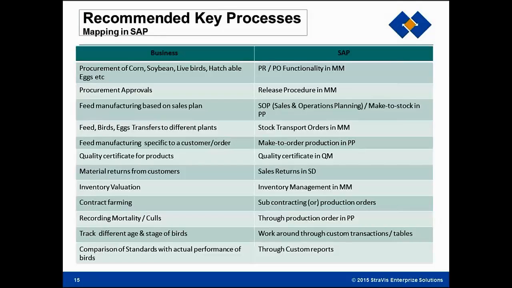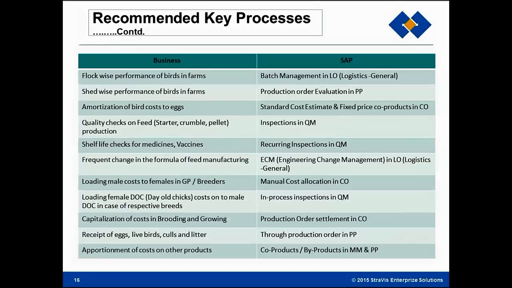So some amount of customization is required here. And comparison of standards with the actual performance of birds also needs some kind of customization. We can maintain a custom table wherein we will give the standard industry benchmarks, and actuals can be captured from the transactions and it can be compared. Flock-wise performance of birds in farms can be done using batch management in logistics. Shed-wise performance of birds in farms can be done using production order evaluation in PP.